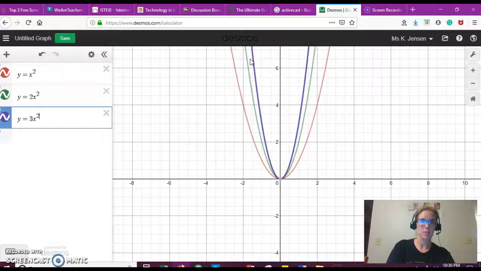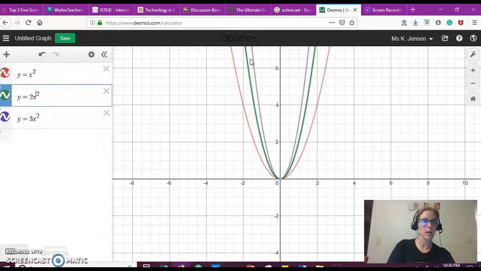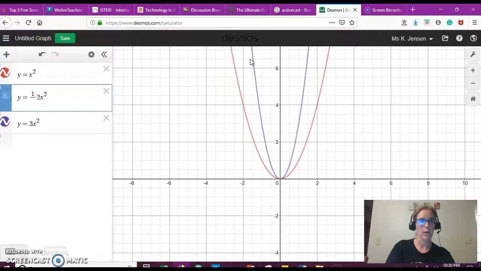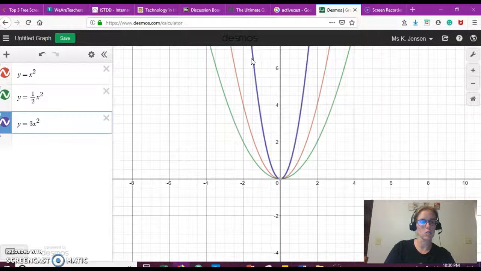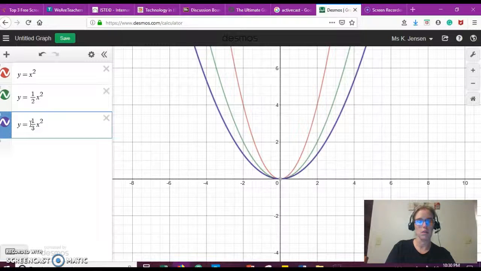Now watch what happens though. I'm going to go back up and turn this 2 into a 1/2, and turn this 3 into a 1/3. Now look what happened. They went out on the outside of the parent function, and they got wider.